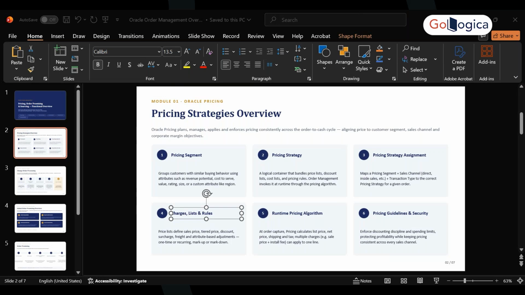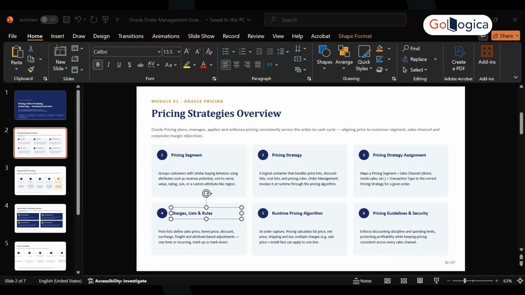Next one is our runtime pricing algorithm. This is the heart of Oracle pricing. In the runtime pricing algorithm, whenever a sales order is entered, Oracle executes the pricing algorithm automatically.